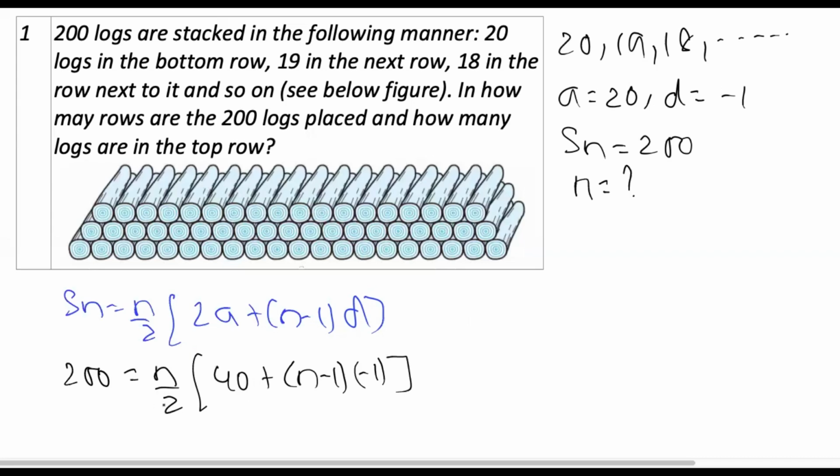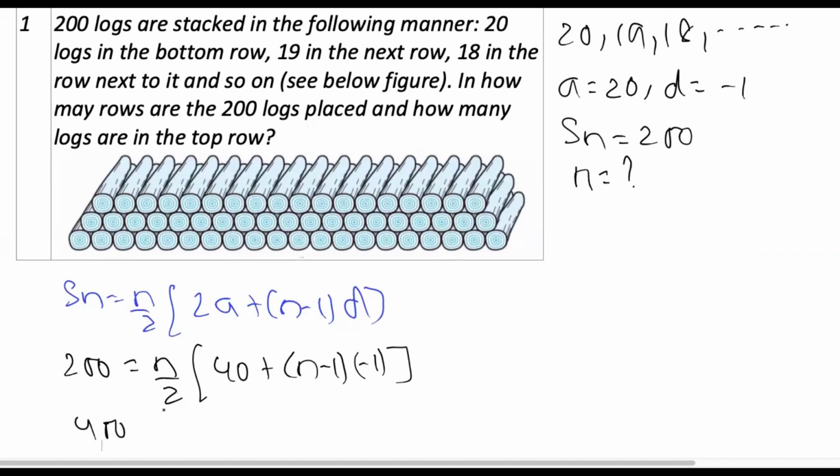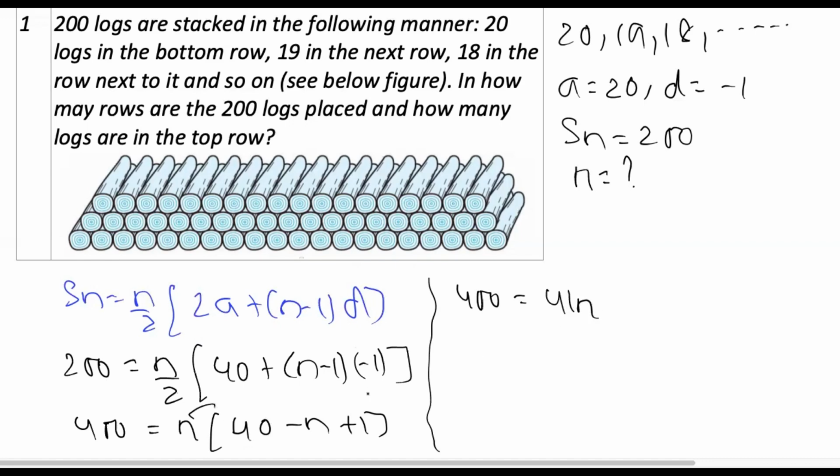Now, if I further simplify it, I'm transposing 2 to the left-hand side, so it will be multiplied with 200. We'll get 400 is equal to n times the bracket. This is 40, and if I open this bracket, n multiplied by minus 1 is minus n, and minus 1 multiplied by minus 1 is plus 1. So we got 400 equals, and if I solve this, 40 plus 1 is 41, and if I open the bracket, it's 41n minus n square.